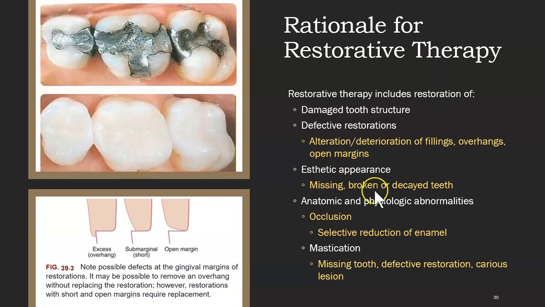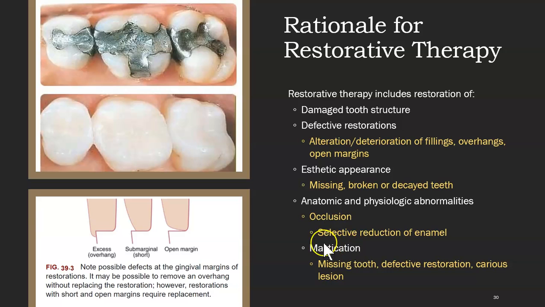Sometimes if you have a missing tooth, or you have cavities and it doesn't look good, people will come for restorative therapy for aesthetic appearance. It could also be for occlusion. So when you bite down and it doesn't feel right, maybe you need some adjustment. Maybe you need selective reduction of enamel, because when you bite down, it doesn't feel normal. That is another reason why you would come for restorative therapy.